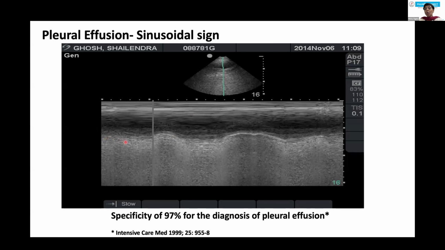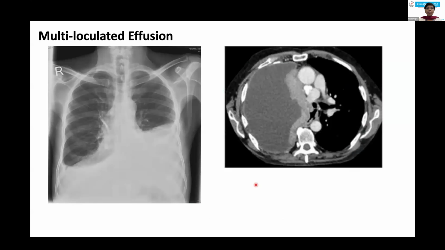But if you put M mode, then you will see that the pleural effusion, this sinusoidal sign, is present. Now, specificity is about 97% for the diagnosis of pleural effusion when we see the sinusoidal sign. Now, I know we are not interacting directly, but if the sinusoidal sign is negative and you have got something like a blackish or hypoechoic area, you are thinking this could be pleural effusion. But if the sinusoidal sign is negative, then most likely it is a very organized collection or it is pleural thickening. That is one of the differentials you can think of.